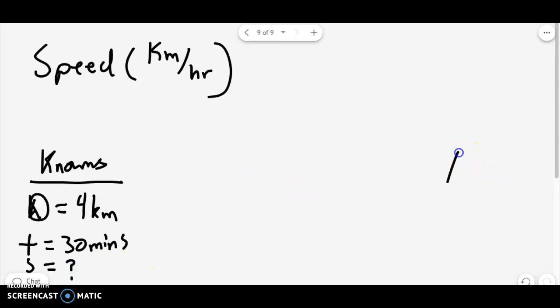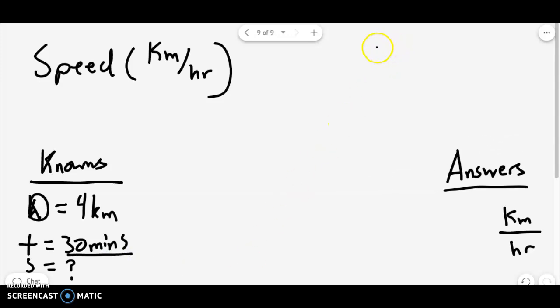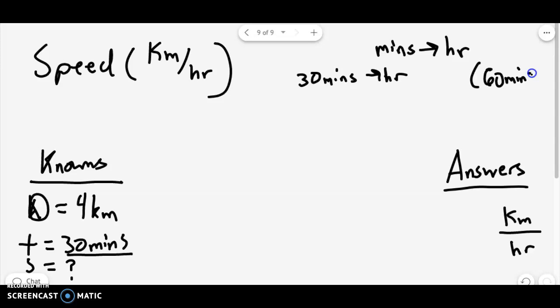Okay, so if I go to my answer, I know that my answer has to be in kilometers per hour. Right now, they give me this in minutes. So that means I have to convert, using US customary units, minutes to hours. So I'm converting 30 minutes into an hour. I know that there is 60 minutes in 1 hour.